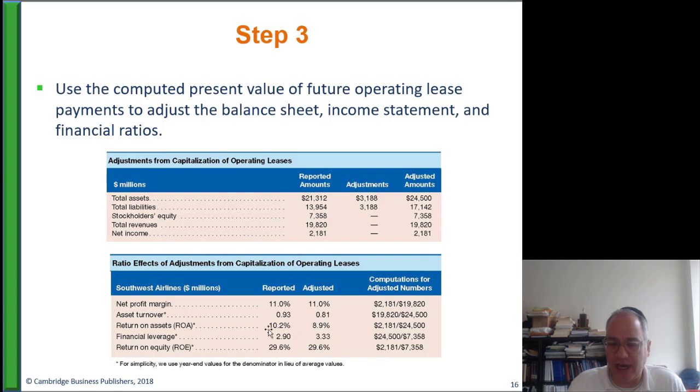Asset turnover goes down from 0.93 to 0.81. Return on assets goes down from 10.2% to 8.9%. And financial leverage increases from 2.9 to 3.33. So those are all big differences. Now return on equity is the same because income is the same in this case.